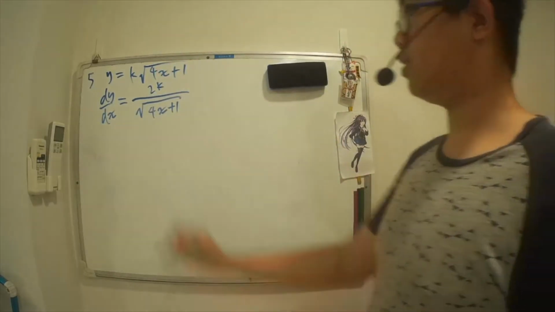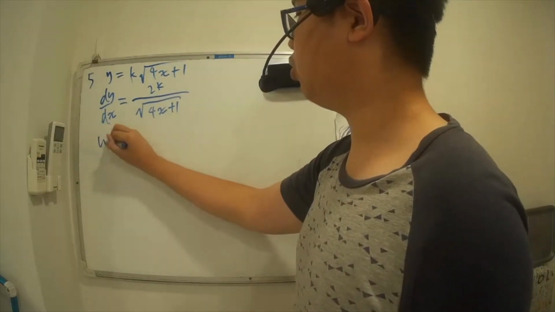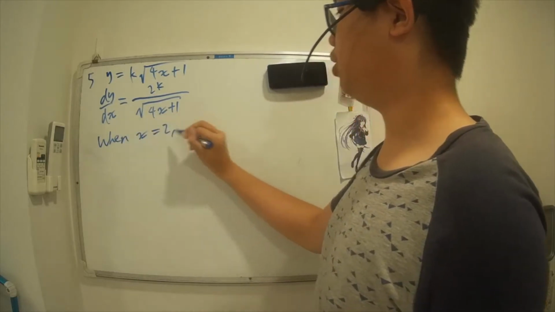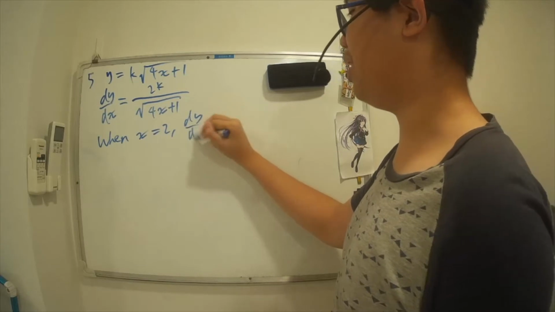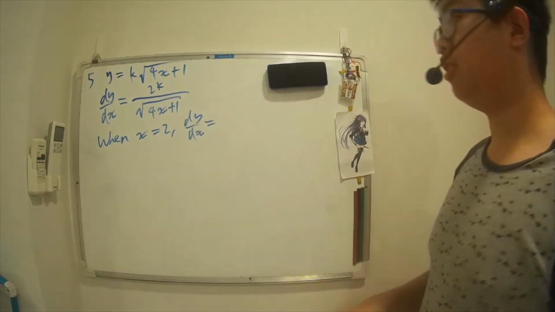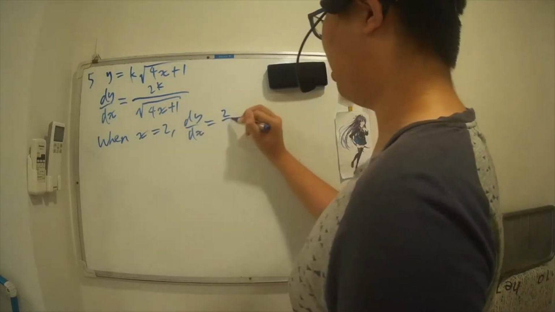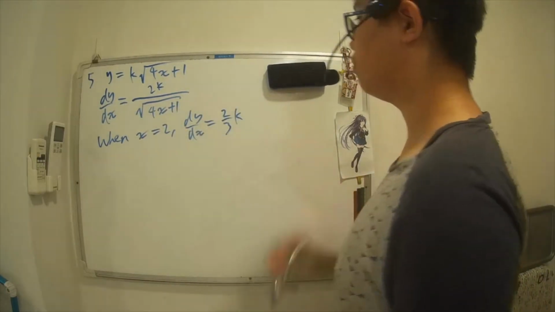Okay? So we know that when x is equal to 2, okay, so first we'll write down what is dy dx. dy dx will be, this is 9, right? So this will be 2/3 of k, right?